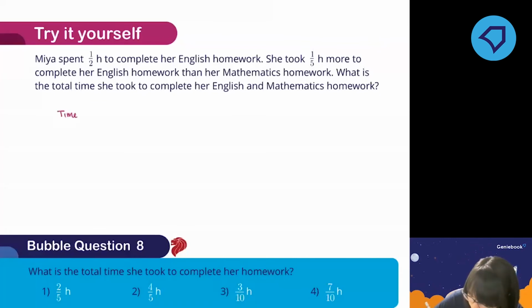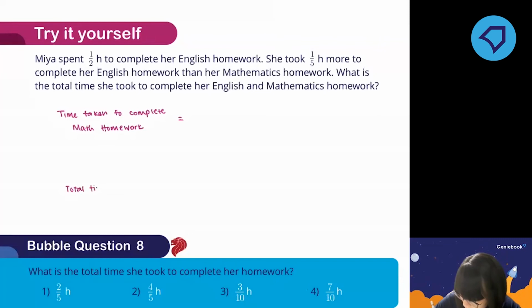Let me write down: time taken to complete math homework. Then after that, you need to find total time to complete both homework. Okay, so 2 steps. You have 1 more minute.